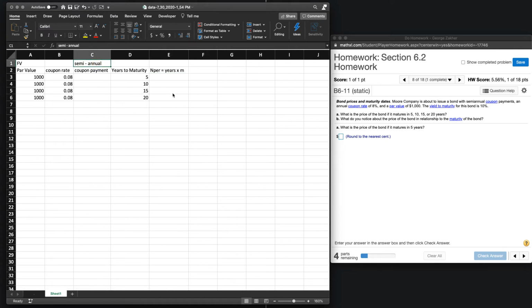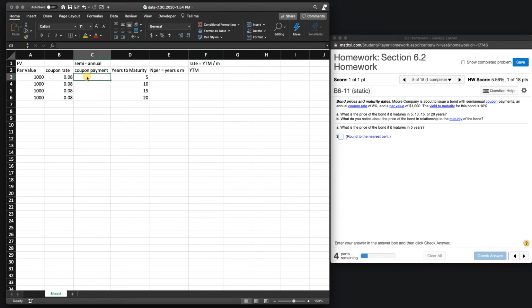Finally, our yield to maturity, we can just call that YTM, okay? But remember, when we actually use the rate, it's going to be our yield to maturity divided by the M again. So again, that semi-annual is going to come up. Okay, so let's go back to our coupon payment.